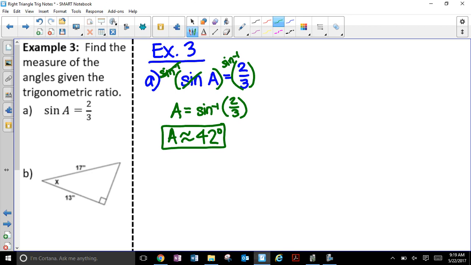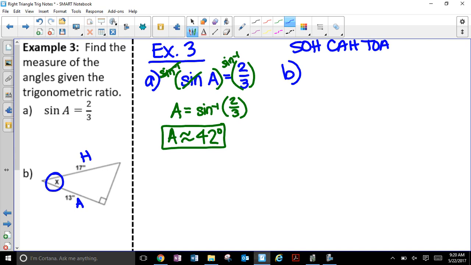Okay. All right, now on part B, we have to come up with the equation, because in part A, they gave us the equation. Now we need to get the equation on part B and then decide which one we need. Okay, so on part B, with respect to this angle, we have the adjacent side and we have the hypotenuse. So when you look at SOHCAHTOA, which one is adjacent with hypotenuse?